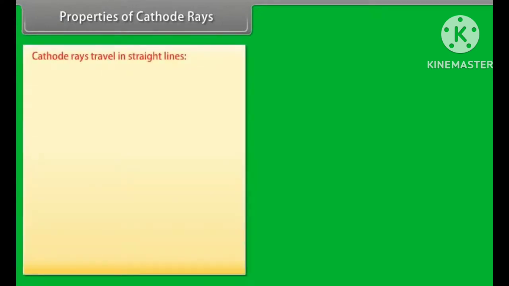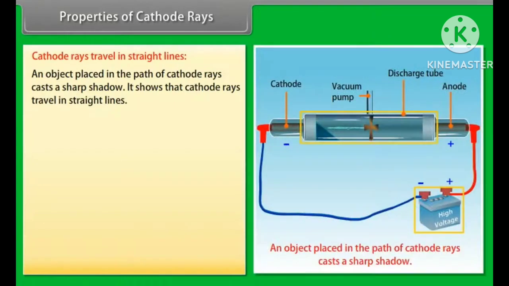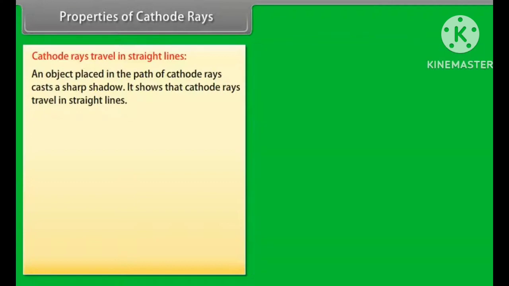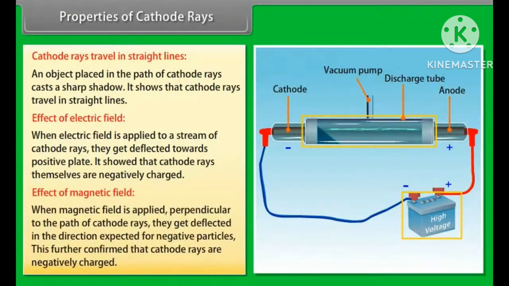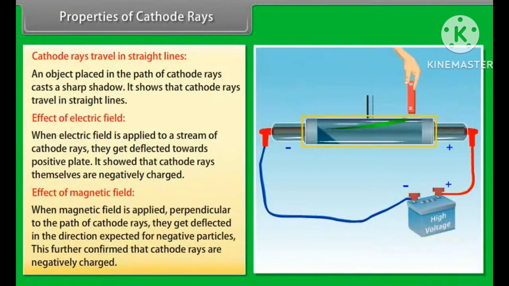Properties of cathode rays. Cathode rays travel in straight lines. An object placed in the path of cathode rays casts a sharp shadow. It shows that cathode rays travel in a straight line. Effect of electric field. When an electric field is applied to a stream of cathode rays, they are deflected towards the positive plate. It showed that cathode rays themselves are negatively charged. Effect of magnetic field. When a magnetic field is applied perpendicular to the path of the cathode rays, they get deflected in the direction expected for negative particles. This further confirmed that cathode rays are negatively charged.